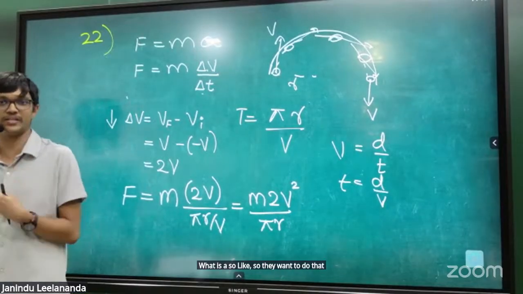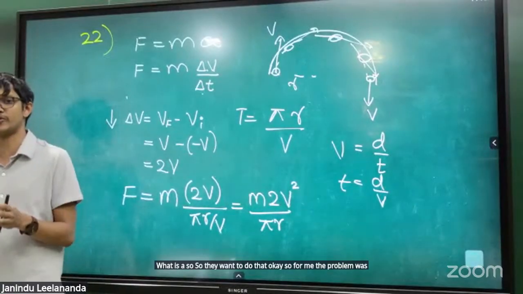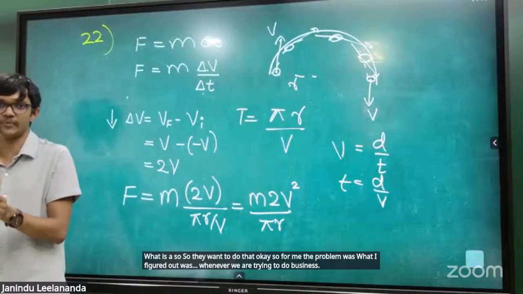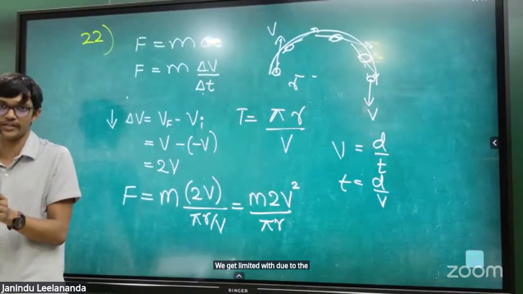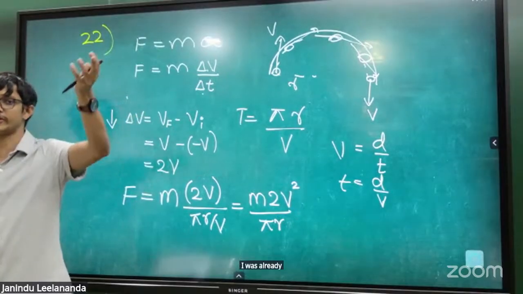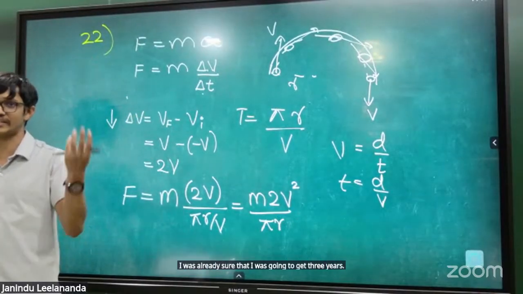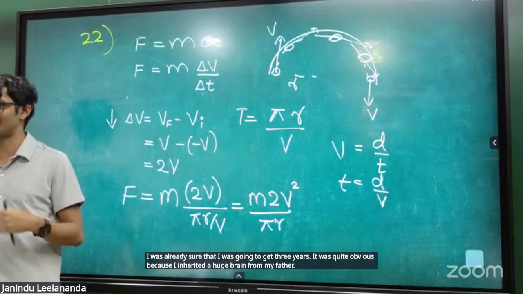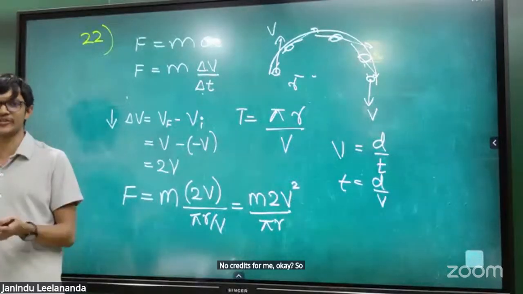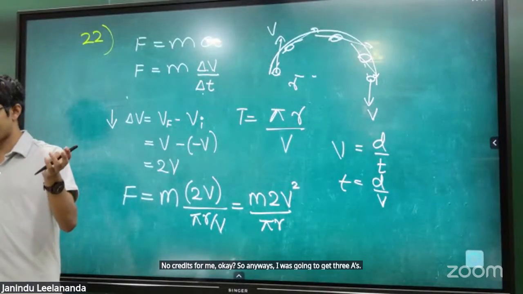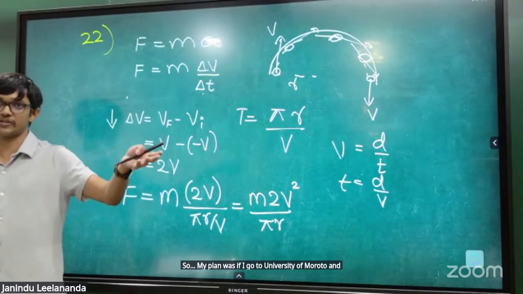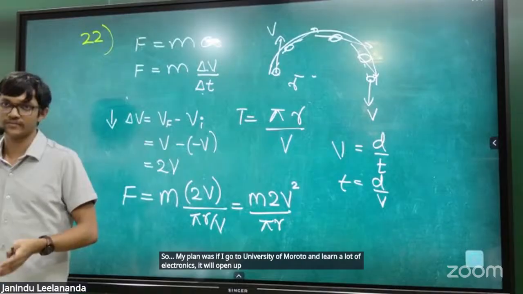For me, what I figured out was that whenever we try to do business, we get limited due to limited knowledge. If I go to University of Moratuwa, I was already sure I was going to get 3 years. It was quite obvious because I inherited a huge brain from my father. No credits for me. Anyway, my plan was that if I go to University of Moratuwa and learn a lot of electronics, it will open up more opportunities.